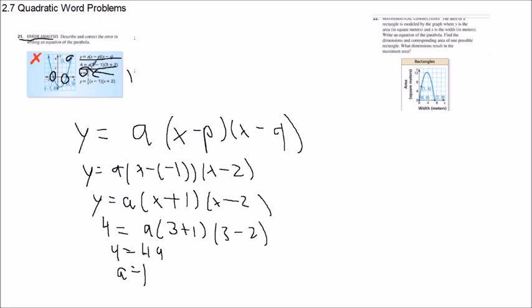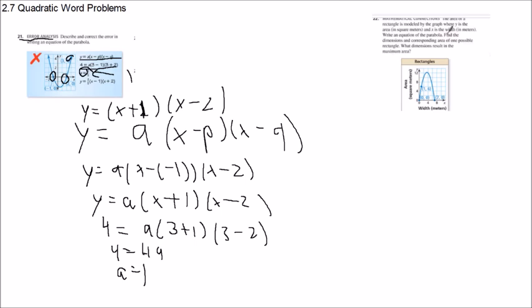So the actual equation is y equals x plus 1, x minus 2, not x minus 1, x plus 2. That was the initial mistake, because they thought this -1 had to come in there. But we have x minus p, we don't have x plus p, so therefore we have to cancel the minus. So there's minus 1, which is plus 1, which is 3 plus 1, and then 3 minus 2.